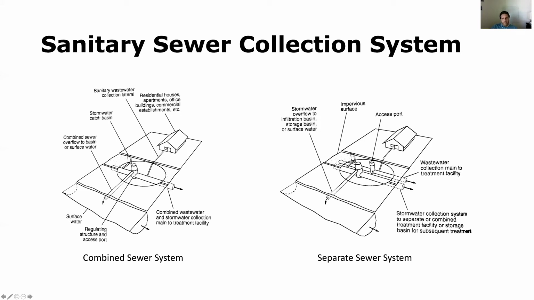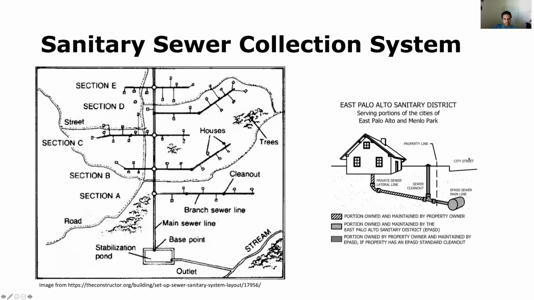More common nowadays is to see separate sewer systems where you've got one sewer system dedicated for the stormwater flows and the other sewer system dedicated for the sanitary sewer flows. So these are two different types of sewer collection systems that you might see in the United States. As you can see, the network of sewer collection systems looks more like a tree rather than a loop like you would see for the distribution system of potable water.